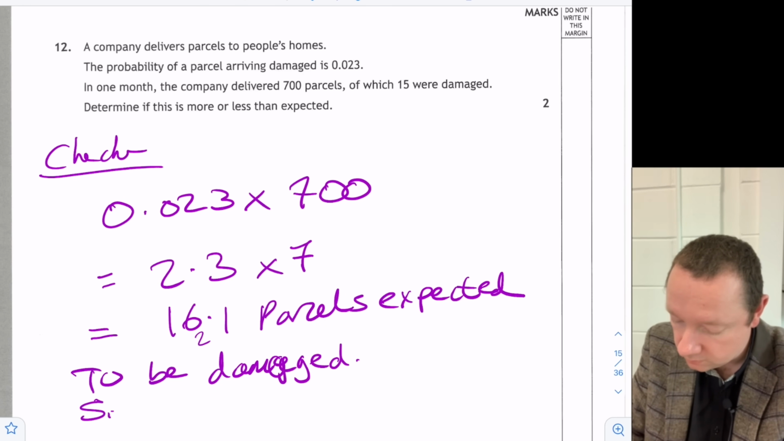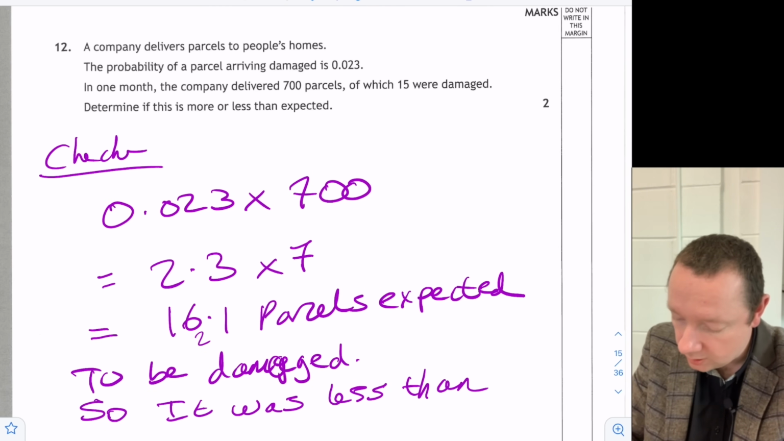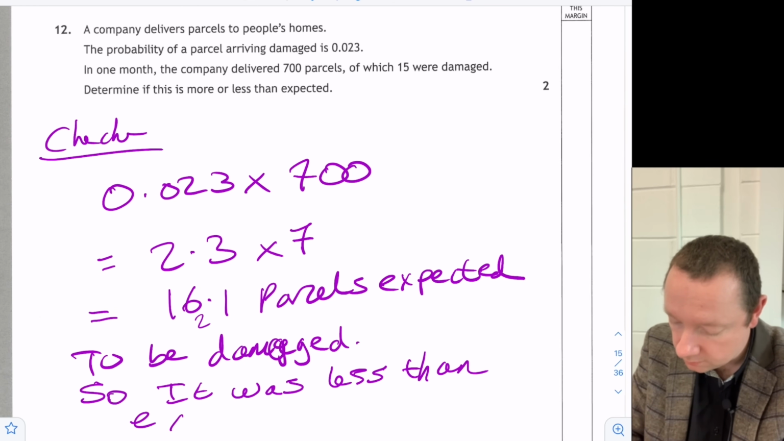So it was less than expected, as 15 is less than 16.1.